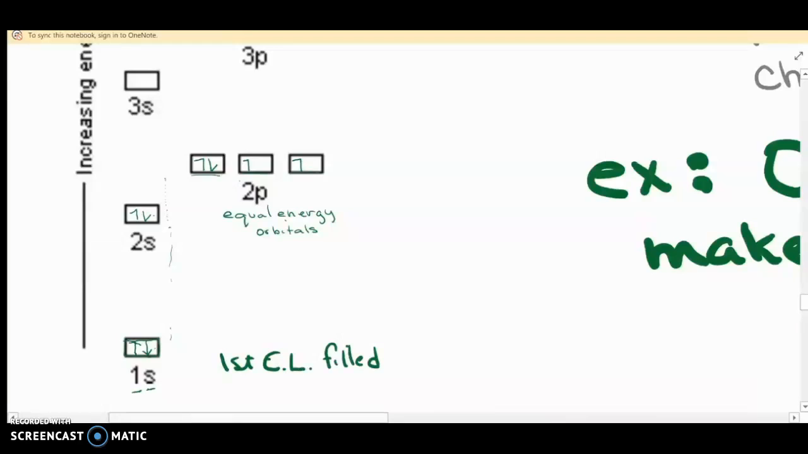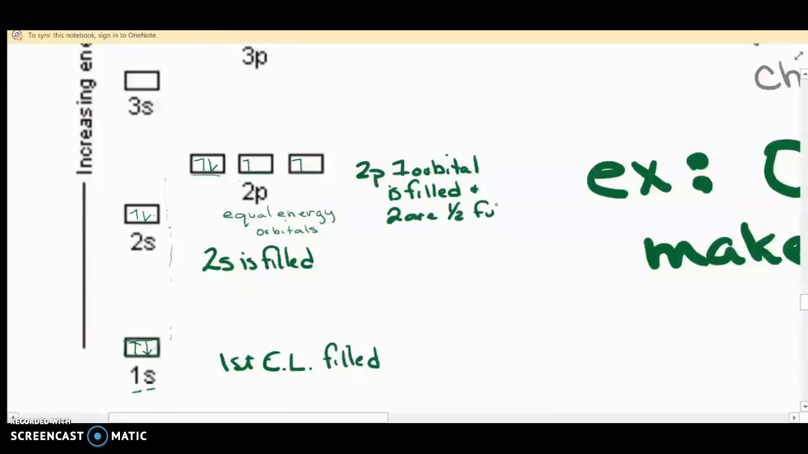The second energy level is filled. And in the 2p sublevel, 1 orbital is filled and 2 are half full. That's important.